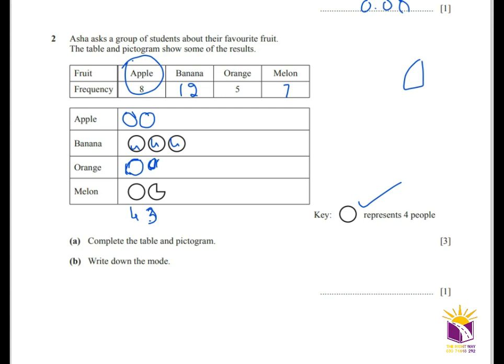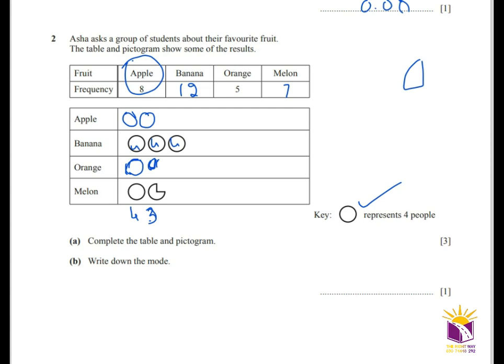So now your pictogram and table are complete. In the table you have written banana 12 and melon 7, while in the pictogram you have drawn 2 complete circles, and for oranges you draw a complete circle and 1 quarter, so it will be equal to 5.